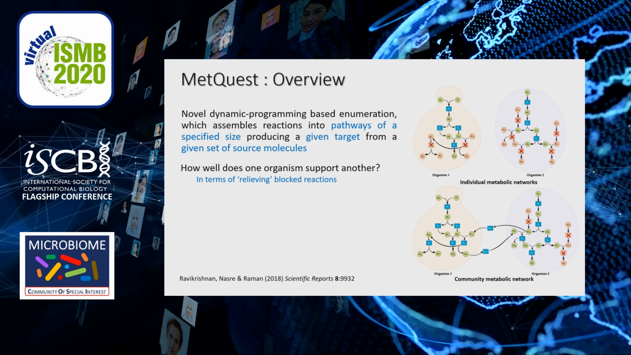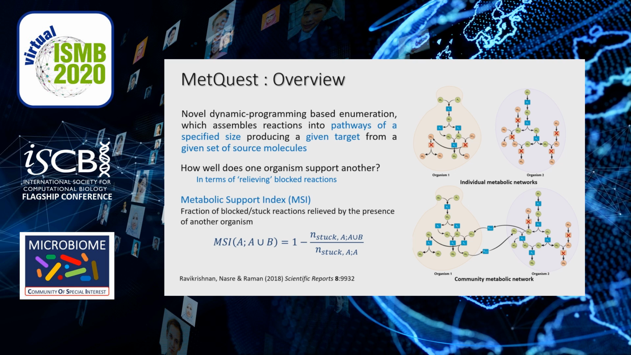A stuck or blocked reaction is one that cannot proceed due to the lack of precursor metabolites in the individual organism. These may be supplied by other organisms in the community or by the environment. This support is quantified by the metabolic support index given by the fraction of blocked or stuck reactions relieved in the presence of another organism in the community.